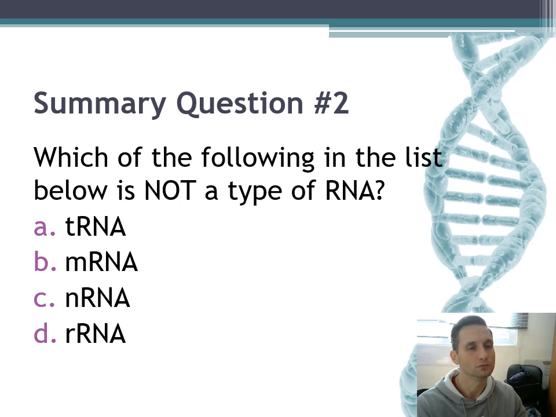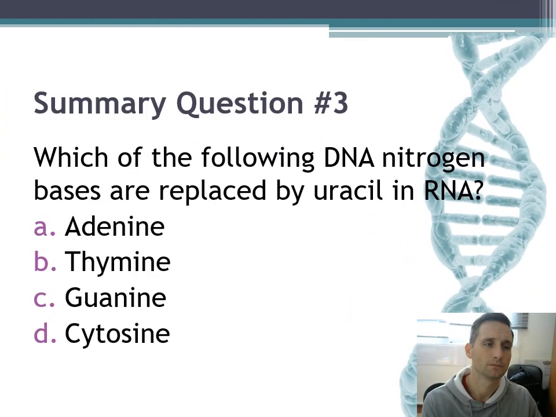Moving on to number 2, which of the following in the list below is not a type of RNA? A, tRNA, B, mRNA, C, nRNA, or D, rRNA. Again, if you need more time, go ahead and press pause. Number 3, which of the following DNA nitrogen bases are replaced by uracil in RNA? Is it A, adenine, B, thymine, C, guanine, or D, cytosine? Pause if you need more time.